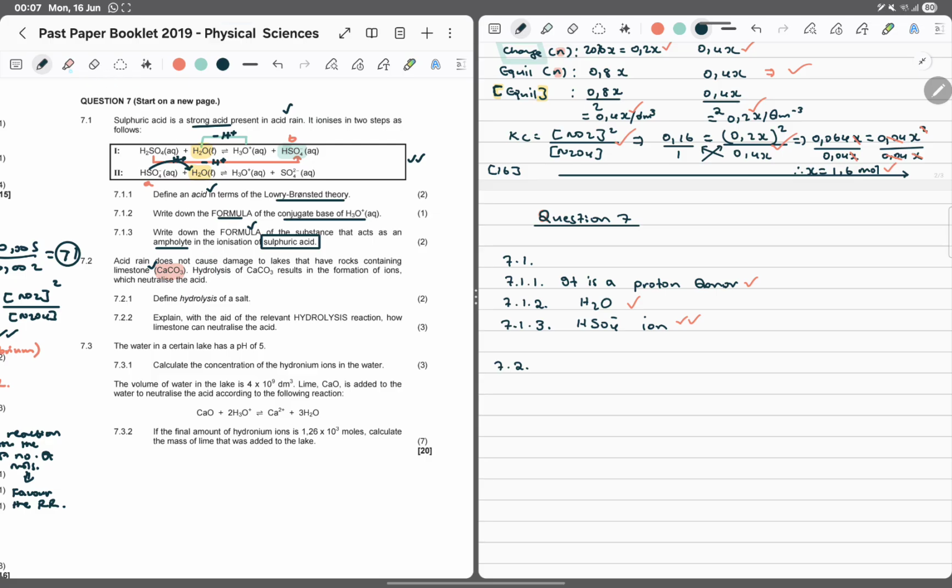Hydrolysis. Oh my goodness, that's the word. Again, guys, revise hydrolysis of salts. This topic has been occurring repeatedly from 2022 as I started to do some serious work on chemistry for you guys as matriculants. It has been repeated every time to this day, the hydrolysis of salt. So I told you the hydrolysis of calcium carbonate results in the formation of ions which neutralize the acid.